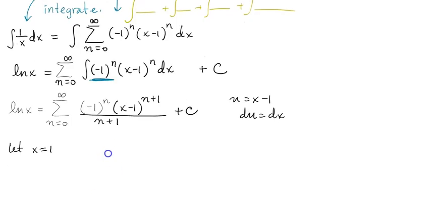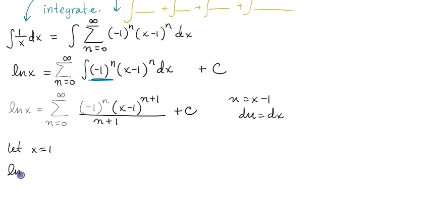Because if I let x equal 1, immediately on the left side of the equation, natural log of 1 is equal to 0. And then on the right side of the equation, if x is 1, this whole (x minus 1) factor is going to go to 0. So I'm left with 0 is equal to c.